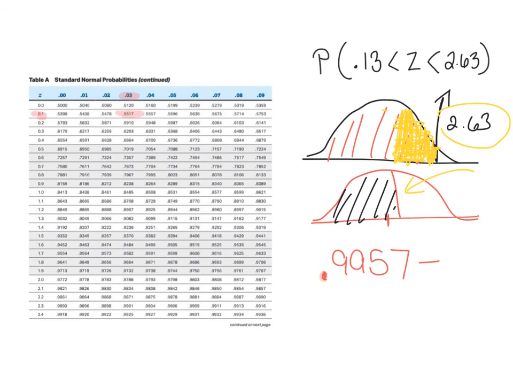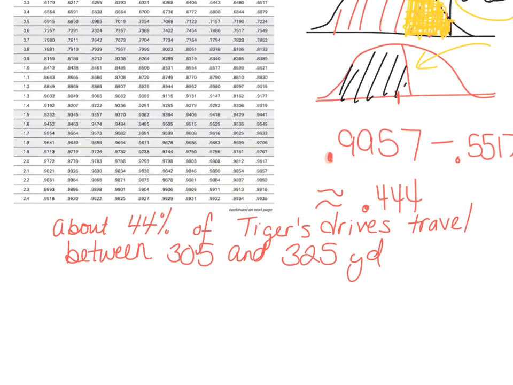So here's where they intersect. I need to subtract that, the 0.5517, to get approximately 0.444. So my conclusion is about 44% of Tiger's drives travel between 305 and 325 yards.